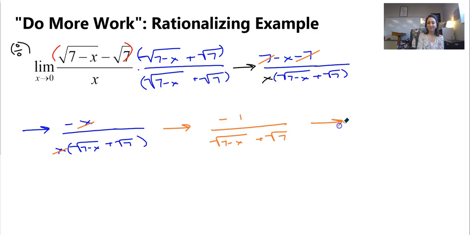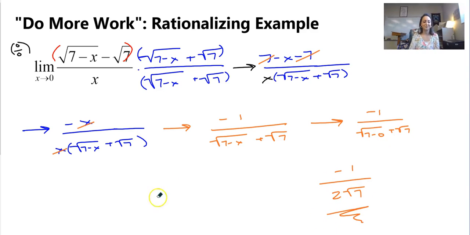So now, finally, let's try plugging in 0 for x. So I've got -1 in the numerator. I got square root of 7 minus 0, which is going to be square root of 7, plus square root of 7. So final answer, -1 over, I've got square root of 7 plus square root of 7, so that's 2 square roots of 7, and you don't need to worry about that square root in the denominator. You can leave it like that.